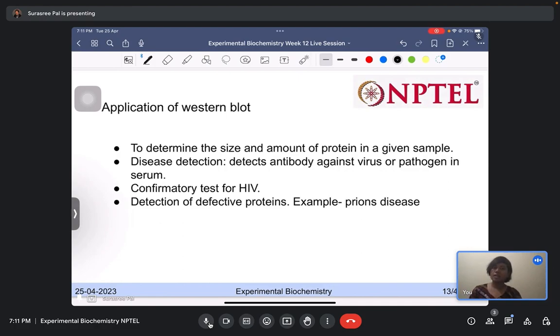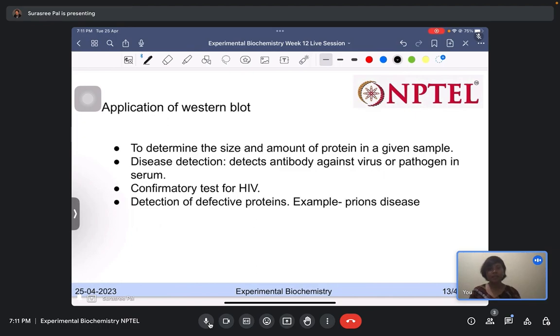Now Western blot is very commonly used for detection of many diseases, like it can detect the antibodies against virus or pathogen in our blood serum. Suppose we are infected with a particular virus or a bacteria, so our immune system will have to fight that bacteria or pathogen or virus, and for that our immune system will develop antibodies against that pathogen. So these antibodies will be present in our blood serum, right?